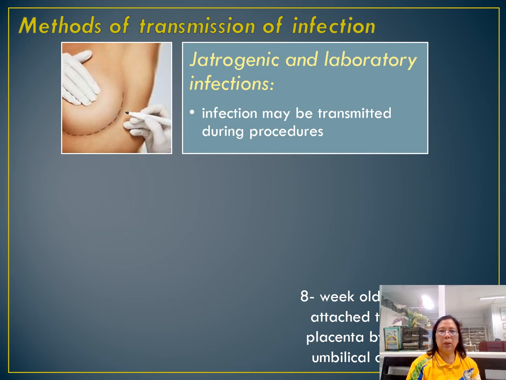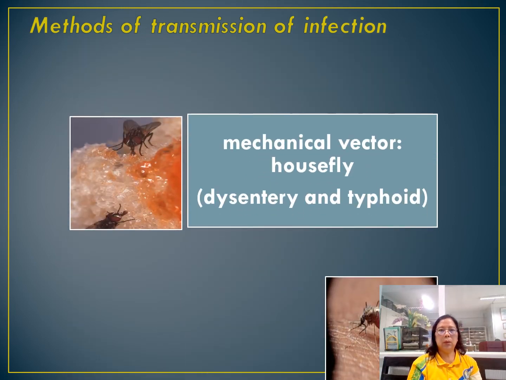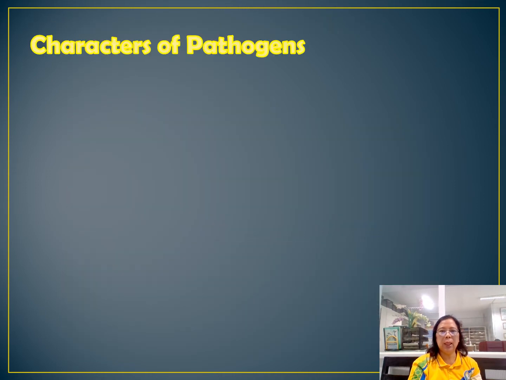Okay, another is the iatrogenic or laboratory infection. This could be due to malpractice or the use of unhygienic apparatus or equipment. And then you also have congenital infection, which is acquired during the period of conception or pregnancy in the case of mothers. We also have the vectors as the carrier of microorganisms like the flies and the mosquito. We have discussed that last time.